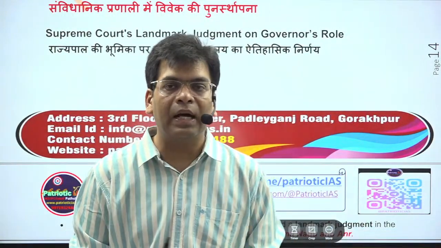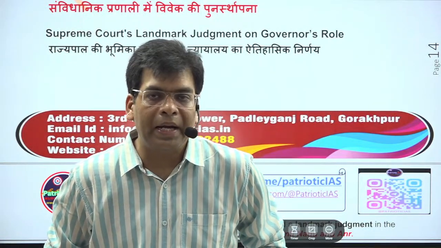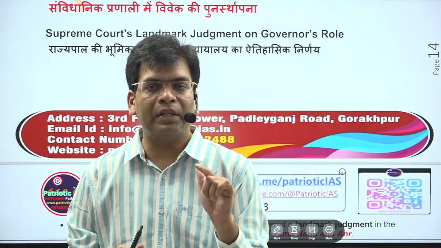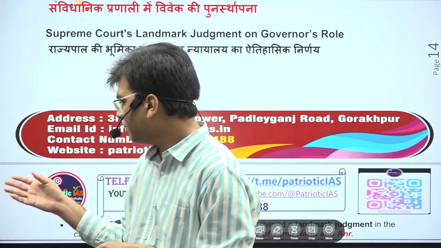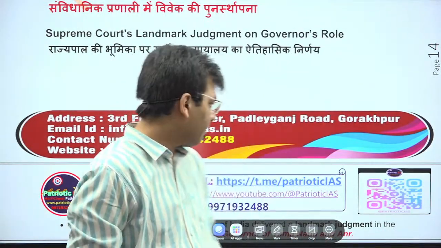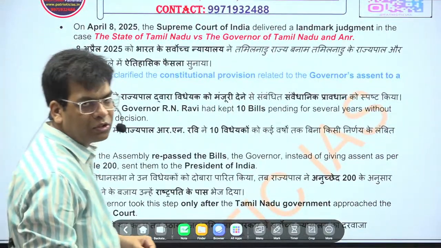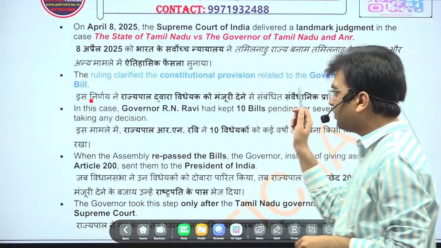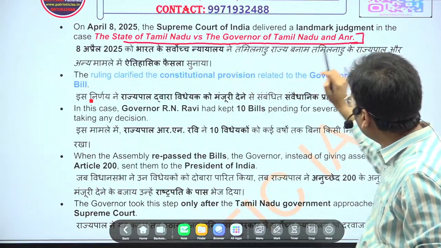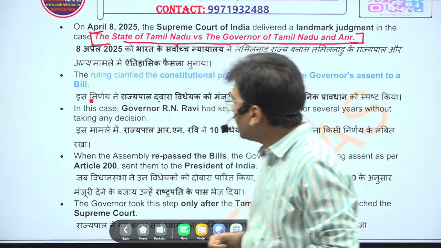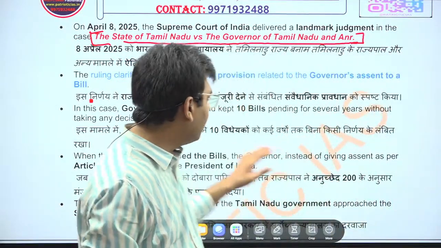Recently, there was a judgment under which a time limit was set for giving assent by the governor and president. What is the name of the Supreme Court case? Please reply. Okay, the name of the case is State of Tamil Nadu versus Governor of Tamil Nadu and other cases. Please remember, whenever you write any point, if you write the case name, this will be advantageous for you.